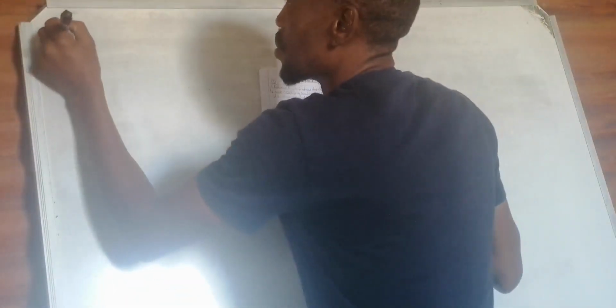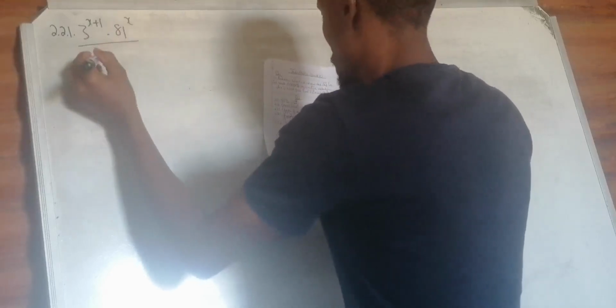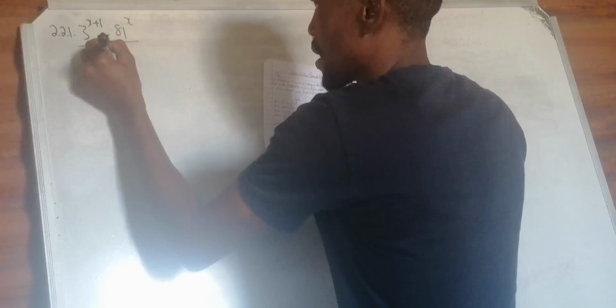Question 2.2.1: simplify 3^(x+1) times 81^x, divided by 9^(x+2). This is just a basic problem here, technical maths, November last year. Simplify. Now, how do we simplify something of this nature?